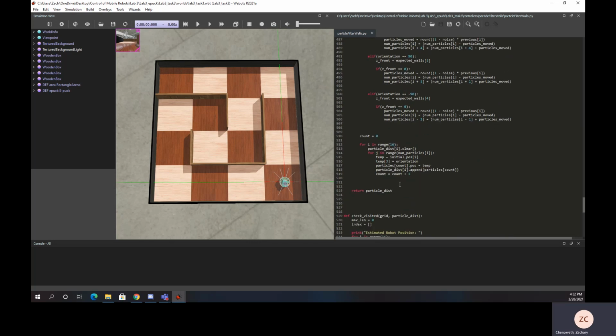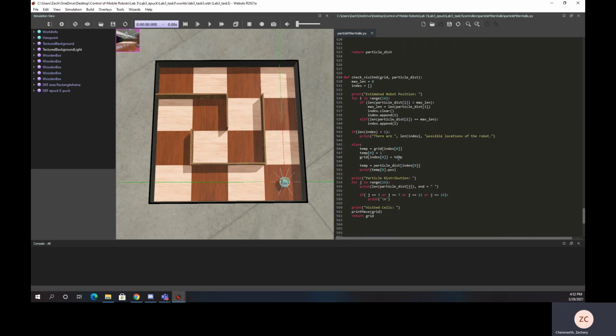And then we're going to update the distribution for this new motion and return the distribution. Check visit is going to print all of our information, our estimated position, our particle distribution, and our visited cells. If the number of particles in a few cells is the same, so if we have multiple cells that are the highest amount, we're going to print the number of possible cells that we can be in, because we don't know its exact location, because they're all equally likely to have the robot in it.